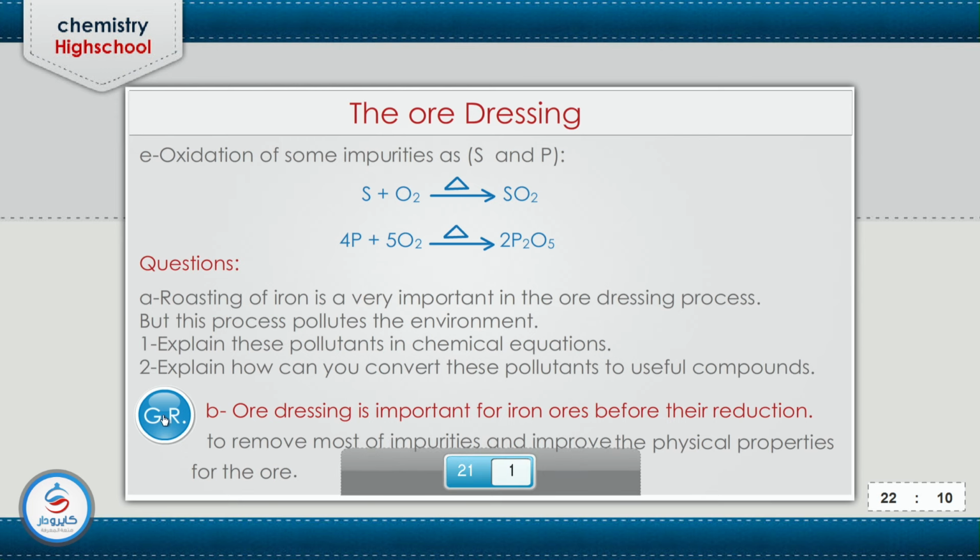The other question, give reason. Ore dressing is important for iron ores before their reduction to remove most impurities and improve the physical properties of the ore.